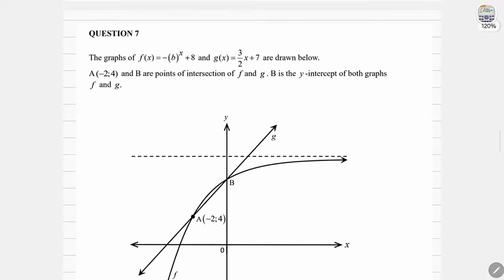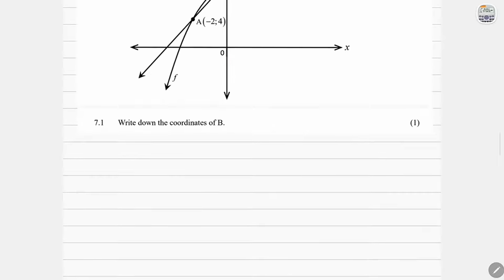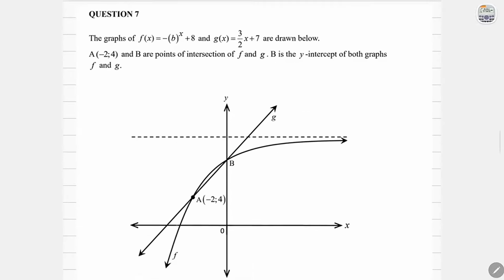Question 7 says the graphs of f of x equals negative b to the power of x plus 8, and g of x is equal to 3 over 2x plus 7, are drawn below. A and B are points of intersection of f and g, so A is (-2; 4). B is the y-intercept of both graphs f and g. The first question is to write down the coordinates of B.